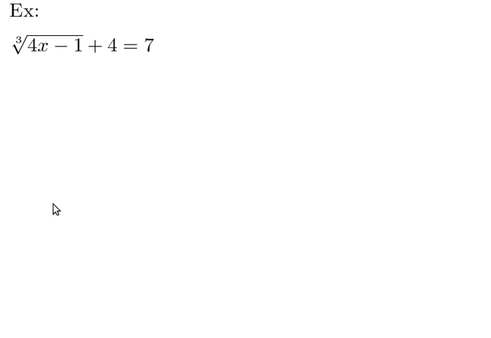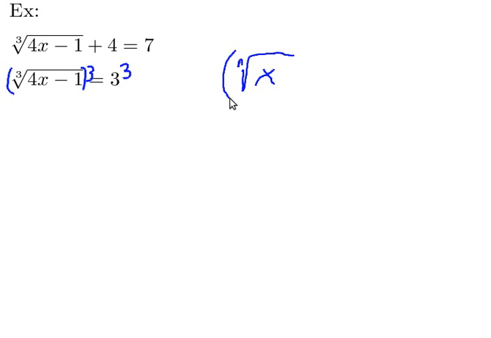So let's go ahead and subtract 4 from both sides. So this will give us that the cube root of 4x minus 1 equals 3. I just subtracted 4 from both sides. And now we have the radical by itself, so we can take both sides to the power of 3. So remember the rule. I said I wouldn't do it, but I'm going to go ahead and do it anyway. So the nth root of x all to the power of n equals x. So we're using that principle here.